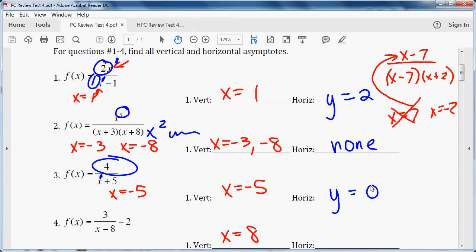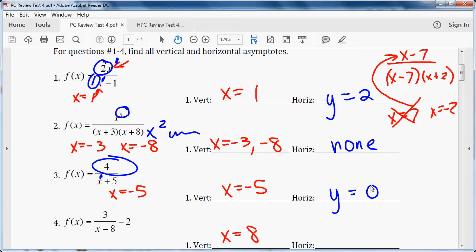So those three give you pretty much one of each type. Number 1, powers are the same, use the coefficients. Number 2, powers bigger on top, there isn't one. Number 3, powers on the bottom is bigger, so the horizontal asymptote is y equals 0 in that case.